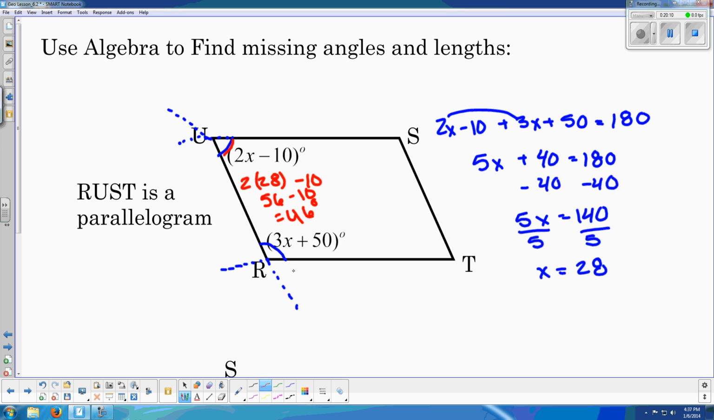Now I do the same thing here, and I'm going to do 3 times 28 plus 50, which is 84 plus 50, which is 134 degrees. Now don't forget your degree symbol. You have to put it on both of these. But that is how we figure out the degrees of our parallelogram. We have already kind of done this before, so hopefully you were able to follow along easily.